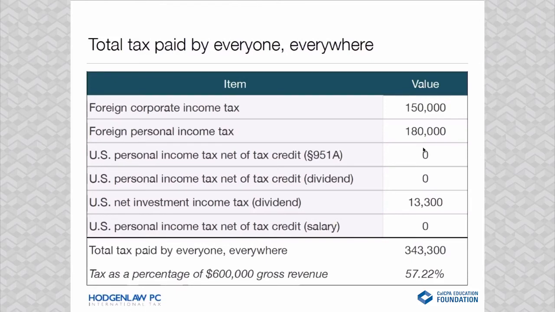So let's look at our magic total tax paid by everyone everywhere. First, take a glance at the bottom line, 57.22%. That's rather better than 78.8%, right? Let's look at where that tax came from. Well, almost entirely it came from the foreign side of the equation, the foreign corporate income tax, $150,000, and the foreign personal income tax, which is $180,000, and then a little dribbly piece of $13,300 for the net investment income tax in the United States.